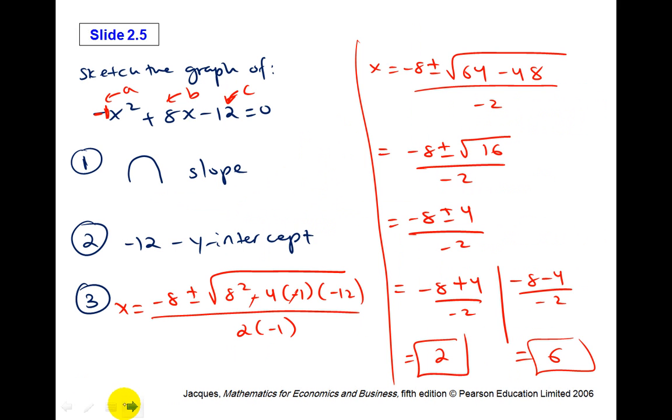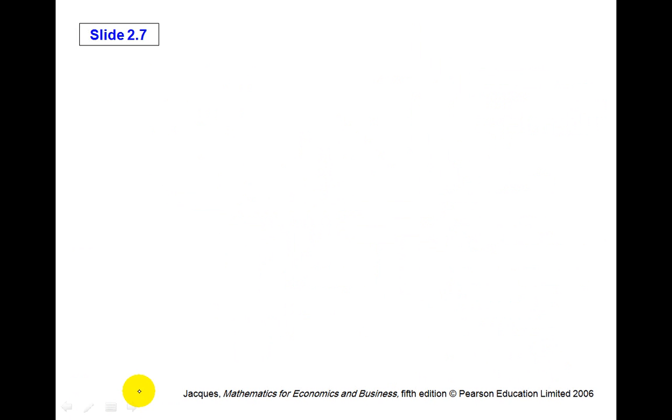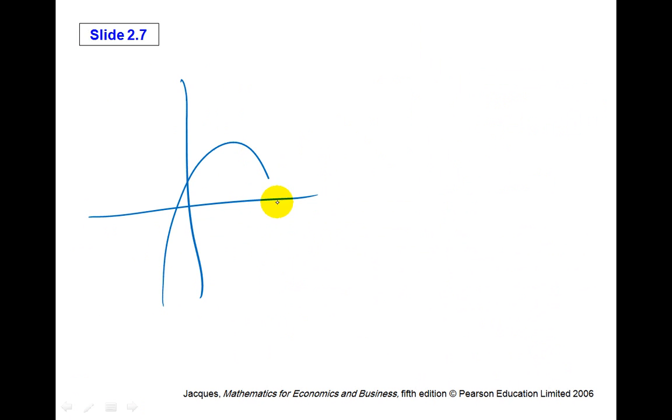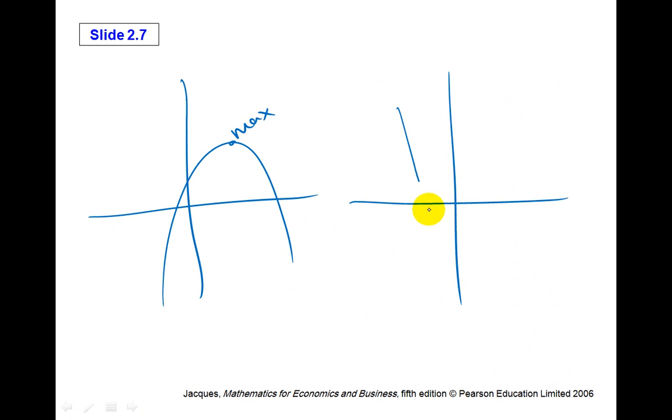This will be the maximum point. And by the way, if you have this type of graph, of course this point is going to be the maximum, and if you have this type of graph, this point will be the minimum.